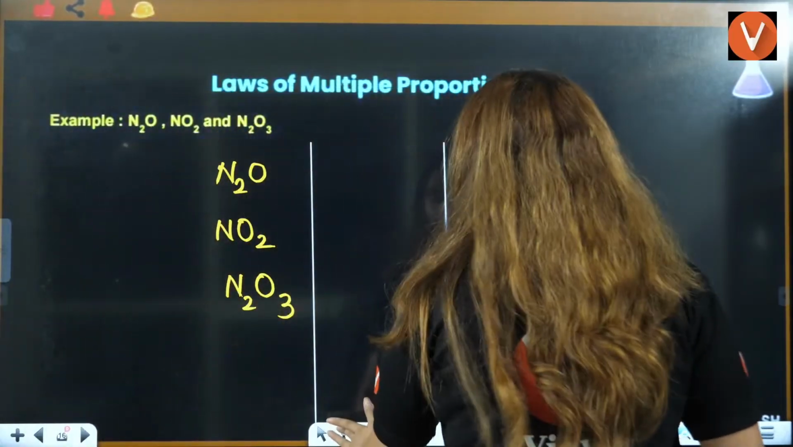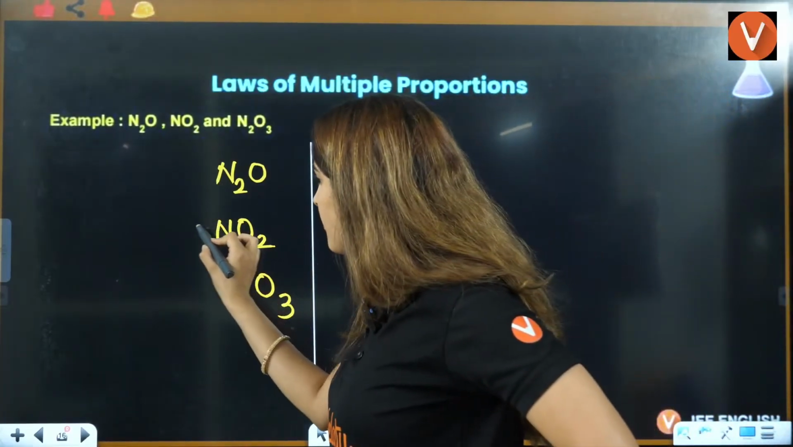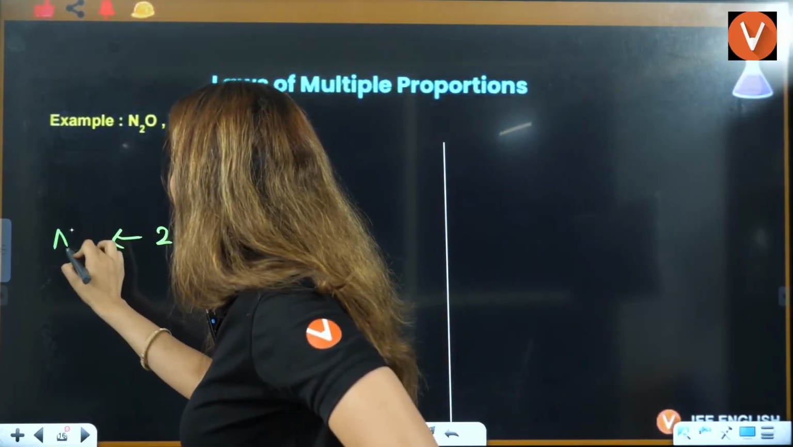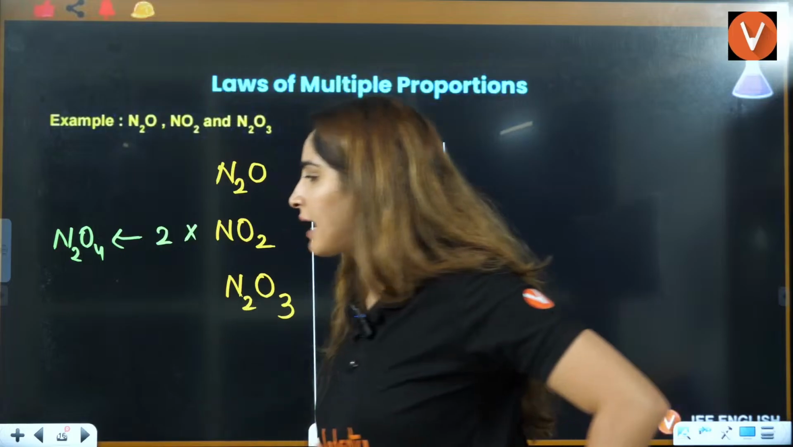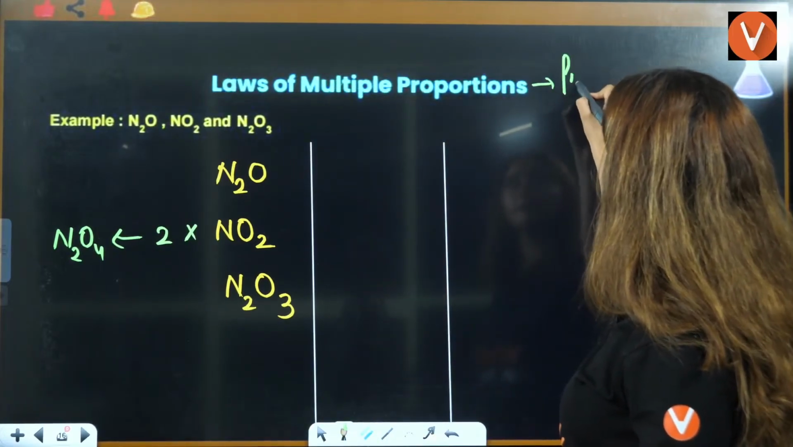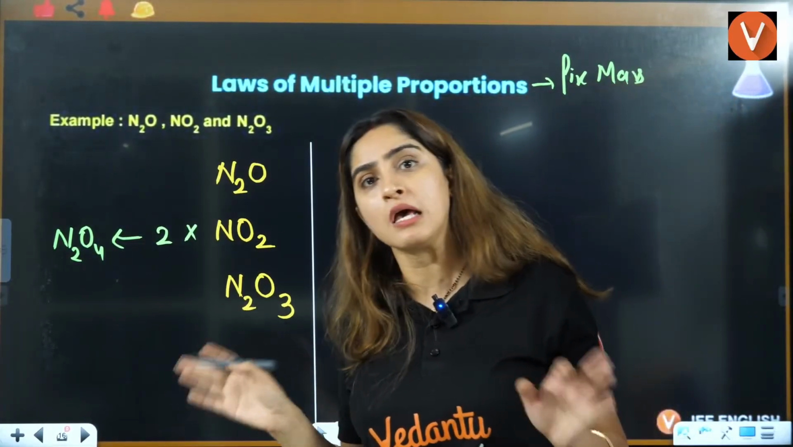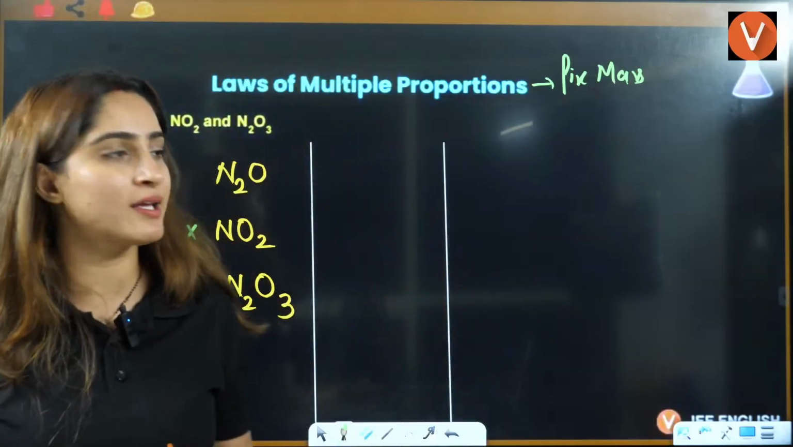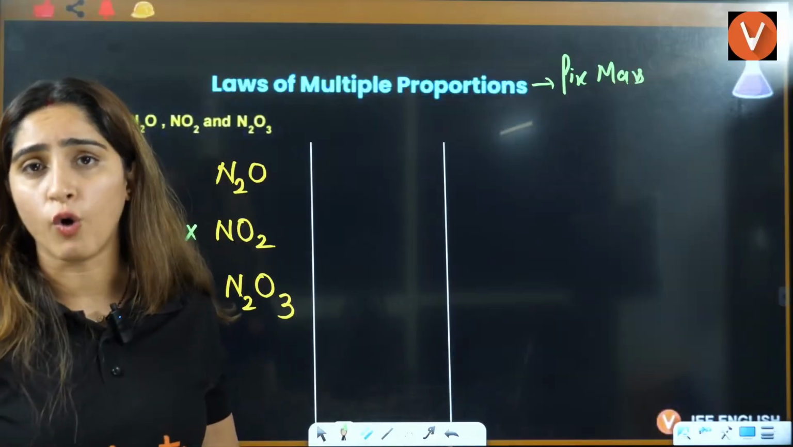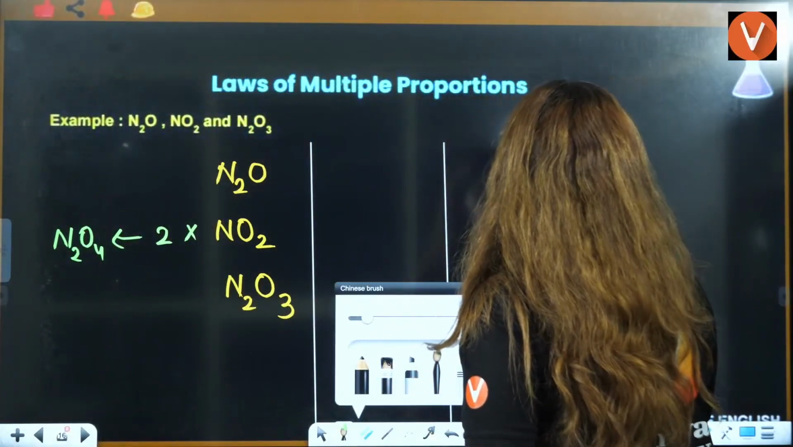So we have N2O, NO2, N2O3. Which mass is easy to fix? I think nitrogen is easy to fix. I can multiply it by 2, and can I get here N2O4? Because I need to fix it. It's not that someone will always tell you which mass to fix. It's your choice. I am thinking that nitrogen is easy to fix, because oxygen is varying a lot. So that's why I'm fixing the mass of nitrogen here.